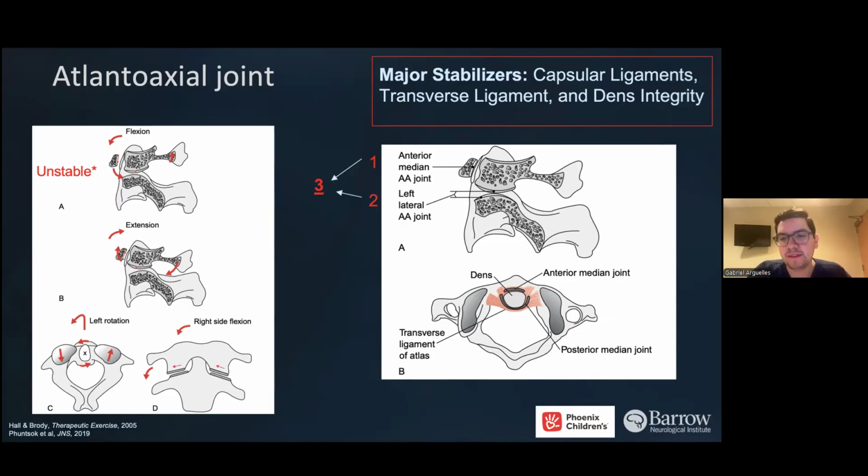Now, going back to that finite element analysis on the top right, the conclusions for the C1-2 joint are that the major stabilizers were the capsular ligaments again, but this time also some ligaments extrinsic to the capsule itself. So the transverse ligament and the integrity of the dens were also found to be the second and third most important things as far as stability, where if they're incompetent, the joint is unable to be stable at that level. And you have to think about some more definitive internal fixation for this patient.